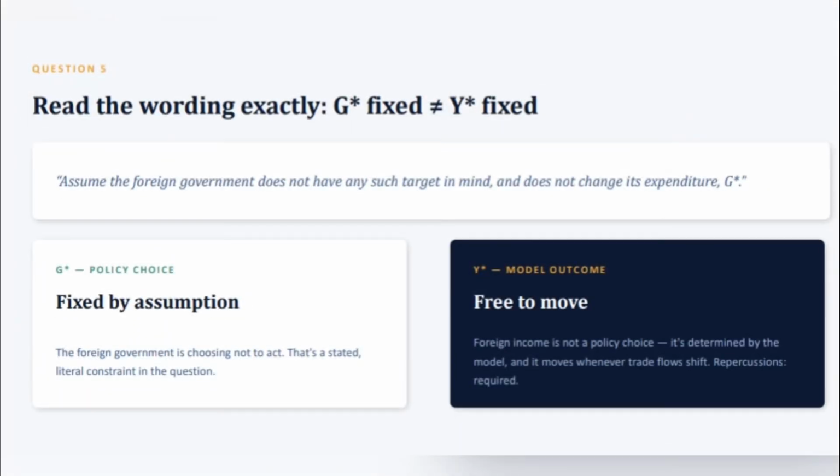G star is a policy choice. The foreign government is choosing not to act. But Y star, foreign income, is not a policy choice. It's an outcome determined by the model. And we just showed that outcome moves whenever trade flows shift. That's the repercussion effect we built earlier.